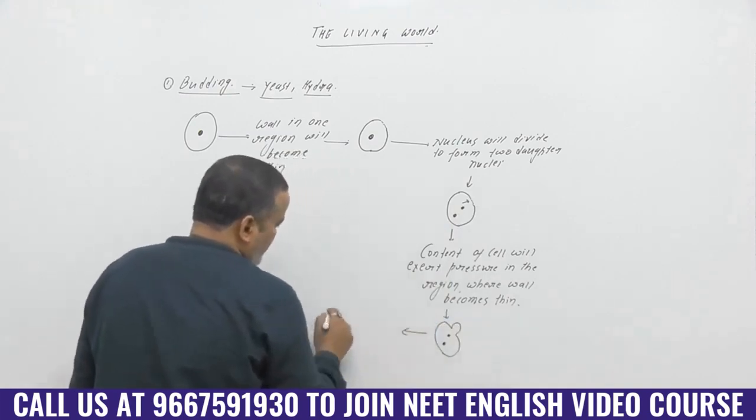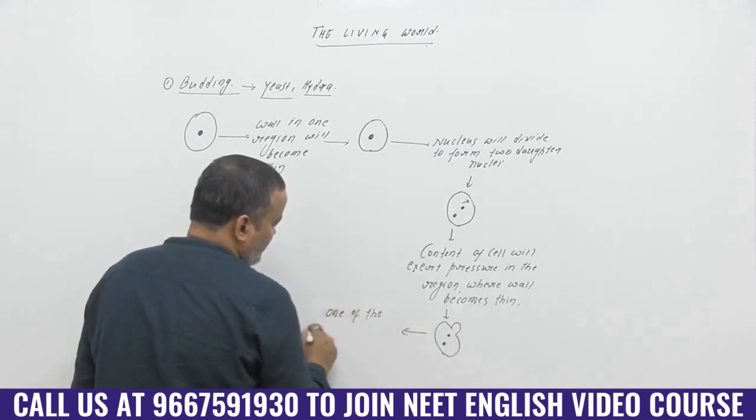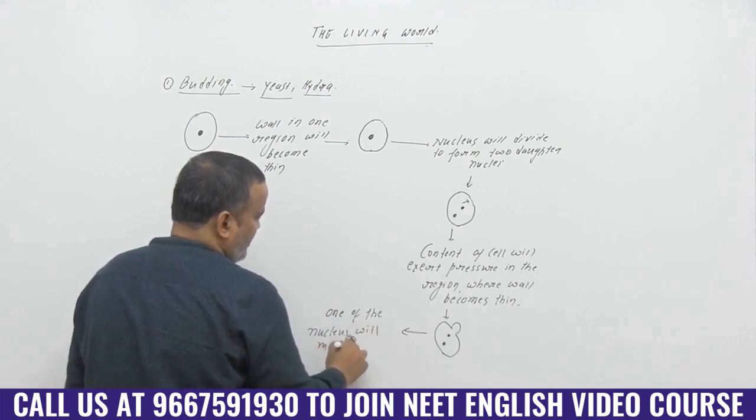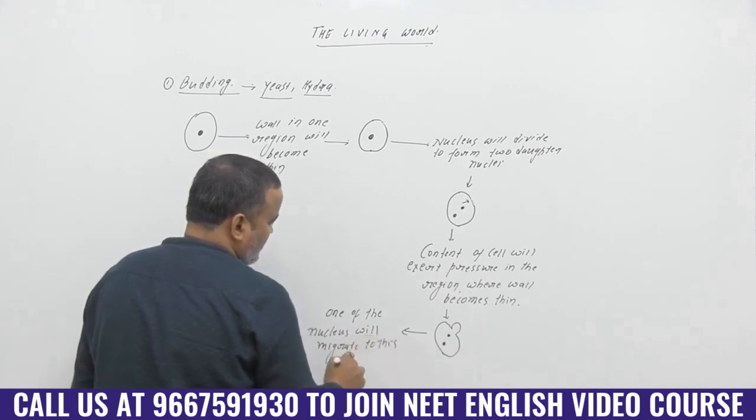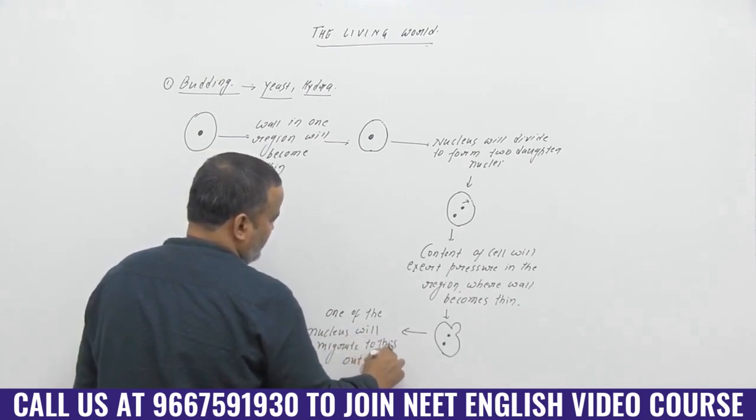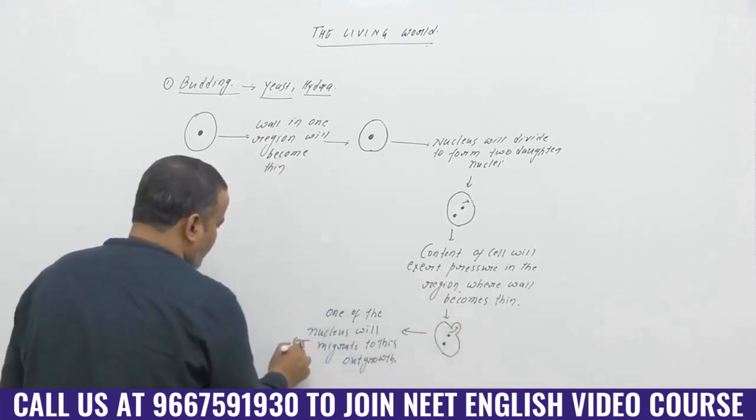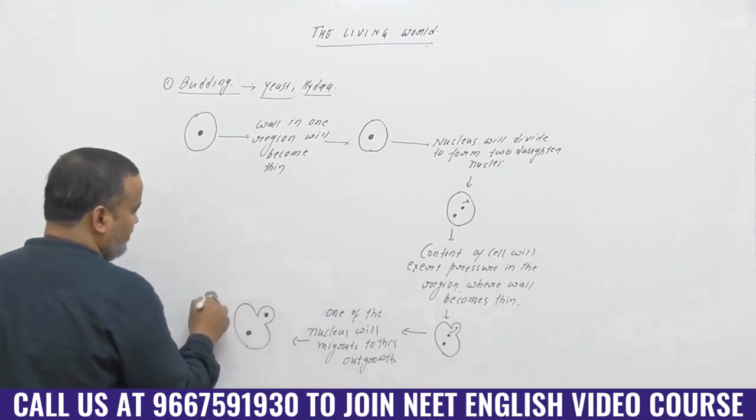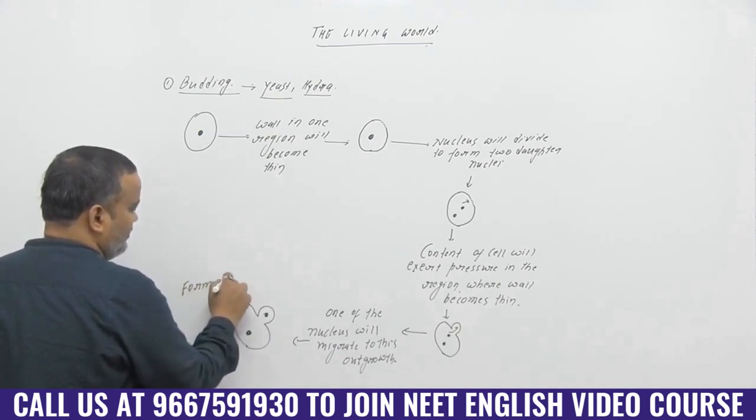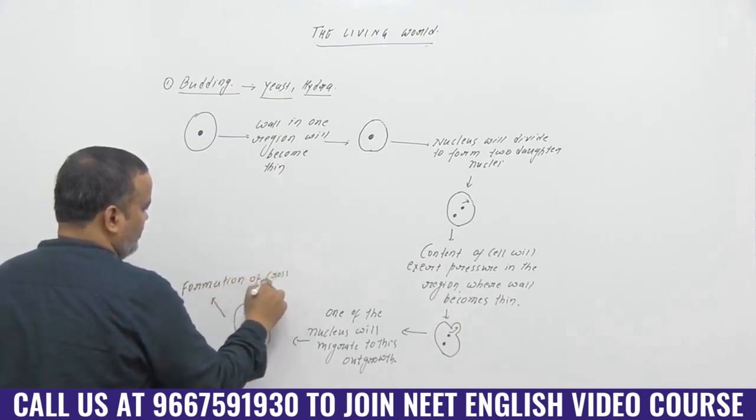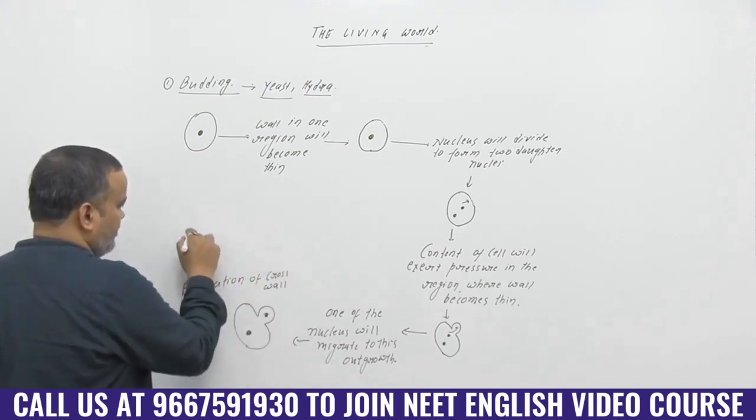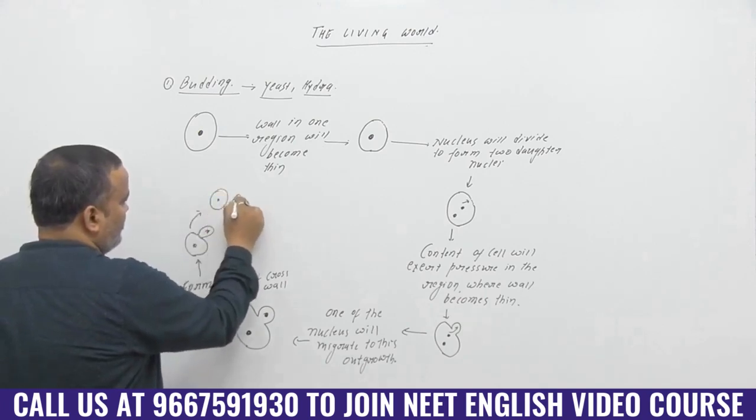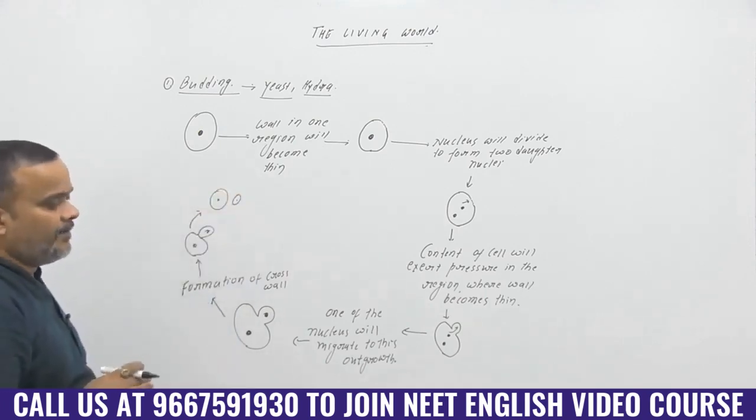Okay. Now one of the nuclei will migrate to this outgrowth. Okay. So you will observe this kind of structure. And now there is formation of a cross wall. And now it will separate from the parent cell to form a daughter cell, and your budding is complete. This is how budding takes place in case of yeast.